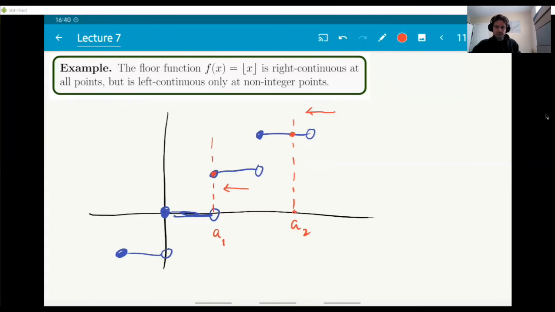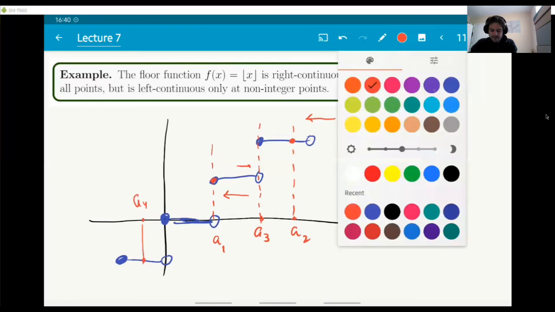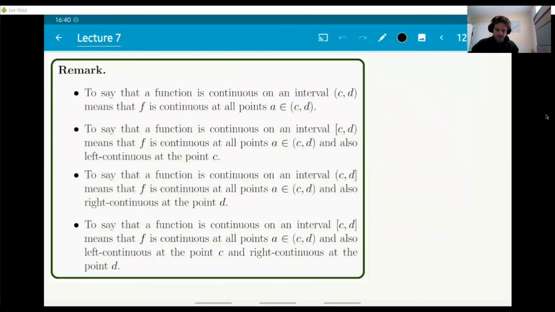which means right continuity happens at all points. But left continuity is not going to happen at those breakpoints. That should be obvious. Coming towards any one of these, like A3, from the left will give you a value that's not the true value of the function. So you only have left continuity at the other points, like the ones meeting the pieces of the graph which are horizontal lines. In other words, points which are non-integer. So that's our example of a function that has right continuity, but doesn't have left continuity at all points.